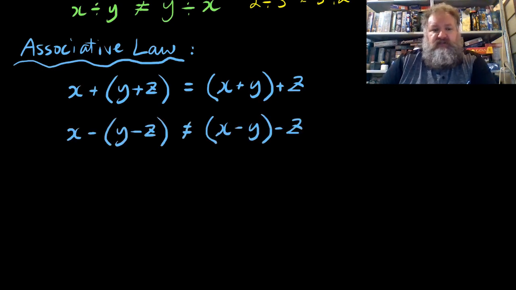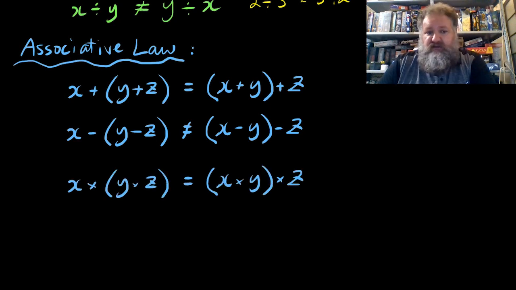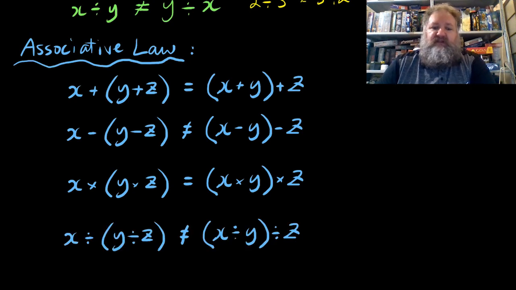However, subtraction is not associative. It doesn't work in the same way. It has to be done in a particular order. As you may have guessed, multiplication is associative. Doesn't matter what order I do multiplication in, but division definitely doesn't work in terms of its association. So we can say that addition and multiplication work for the associative law.